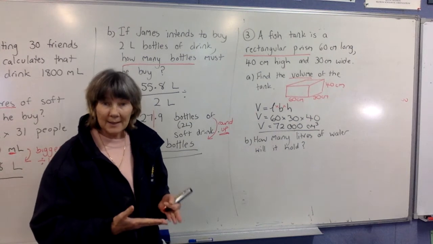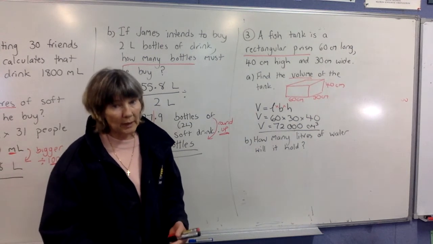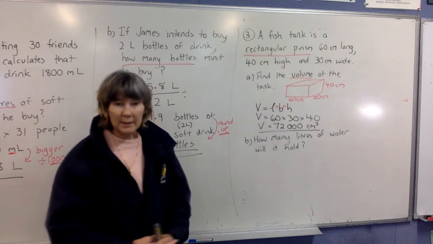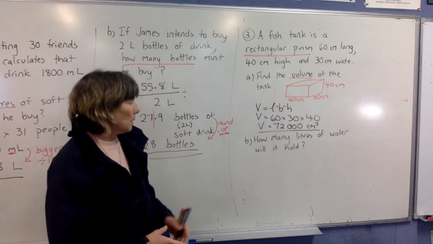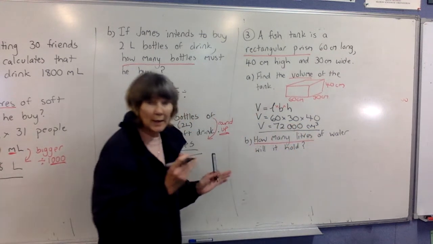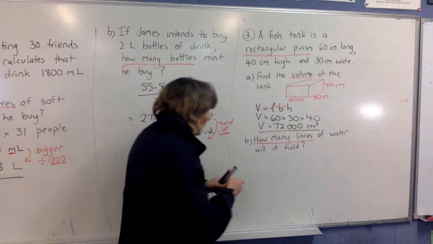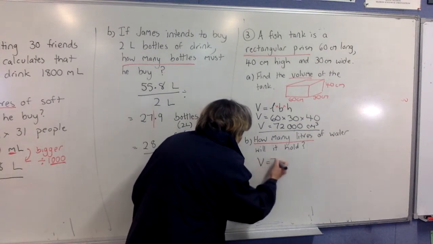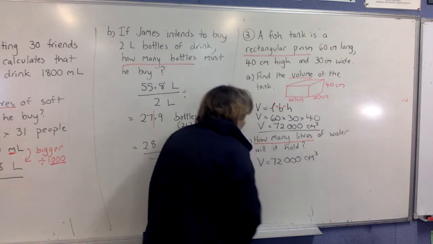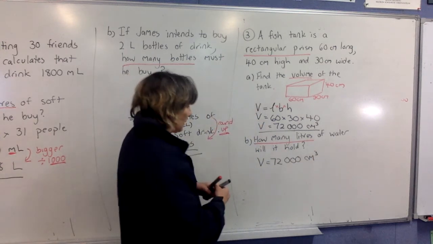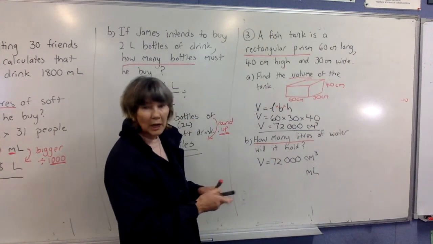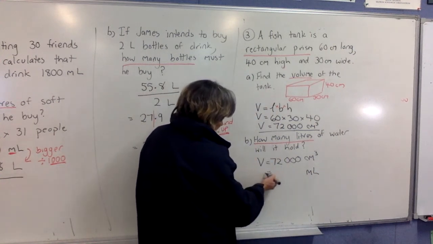Remember, if it was capacity they wanted, then we would give a liquid measurement, but we're just going to keep it at 72,000 centimetres cubed. Now, the next question says, how many litres? So this is where you're going to have to change this to a liquid measurement. So we're going to write down 72,000 centimetres cubed. I'm going to change that to a liquid measurement first. And I know that it's going to be easiest for me to change that into millilitres.